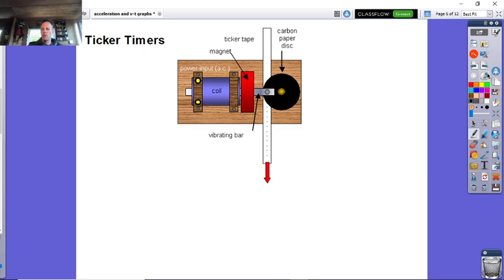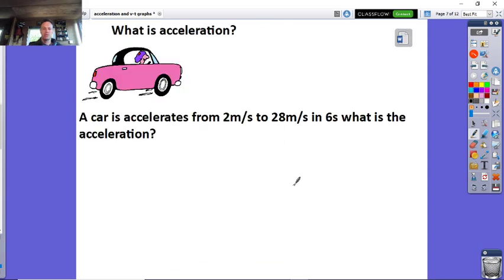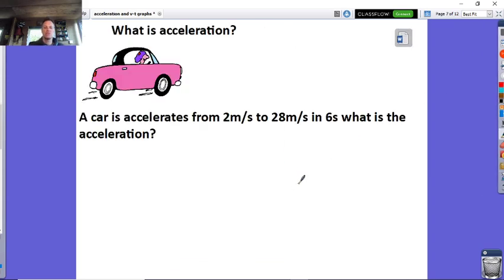Now, we were doing some practical work with ticker timers, but unfortunately we're not in at the moment, so we couldn't do it. Not to worry.